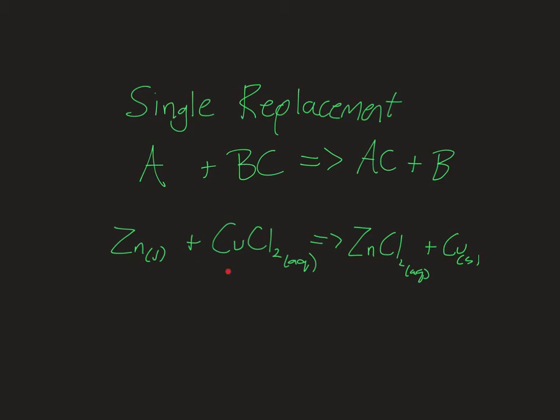So I have zinc reacting with copper chloride, and what I'm going to get on the other side is zinc and chlorine now stuck together, and you'll see that they're aqueous. If you check your periodic table, it is soluble. And then I have copper, and again, I'm going back to its state of matter for what it is on the periodic table, which is a solid.